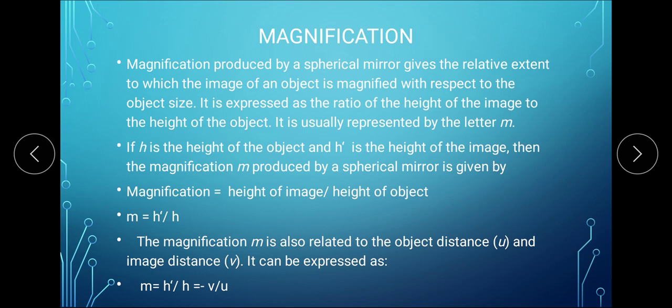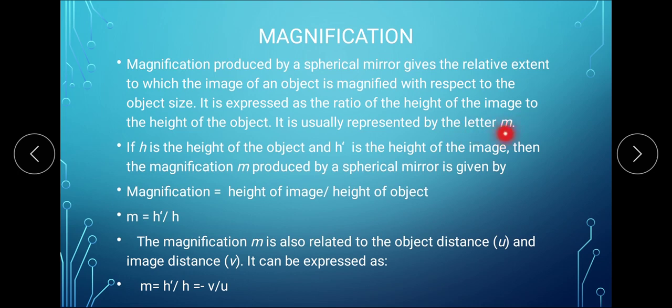Our next topic is magnification. Students, आपका spherical mirror आपके ऑब्जेक्ट के साइज को कितना चेंज करता है, उसका कितना रिलेटिव एक्सटेंट है, वो हमें मैग्निफिकेशन देती है. Magnification produced by a spherical mirror gives the relative extent to which the image of an object is magnified with respect to the object size. अगर मैथमेटिकली बात करें, it is expressed as the ratio of height of image to the height of object.